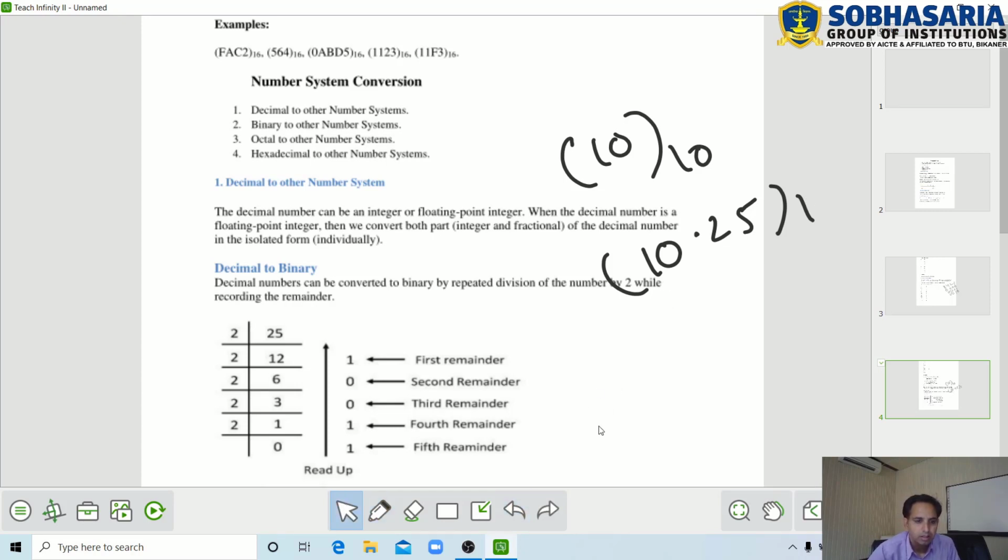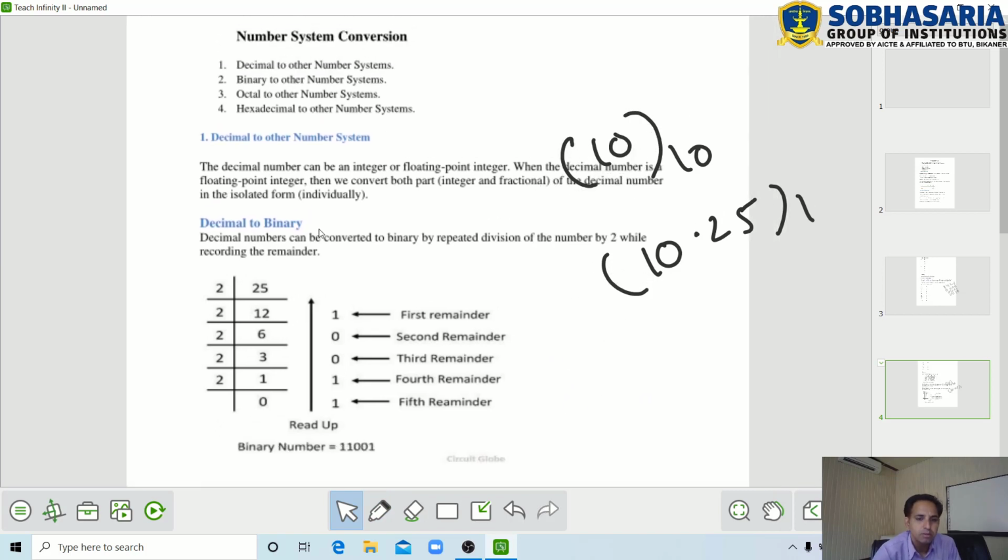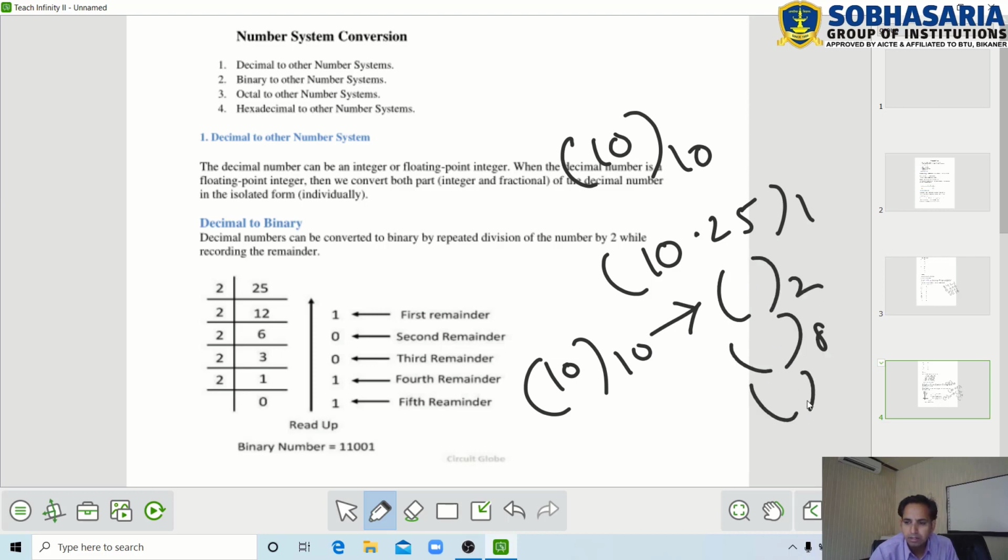Okay. Now first is decimal to binary. If we convert any decimal number into another system, then the decimal number is divided by the base of the other system. So here we use decimal to binary, where the decimal number is divided by the binary base. So 25 is a decimal number and it is converted into binary, where the binary base is 2. So 2, and we calculate the remainder also.